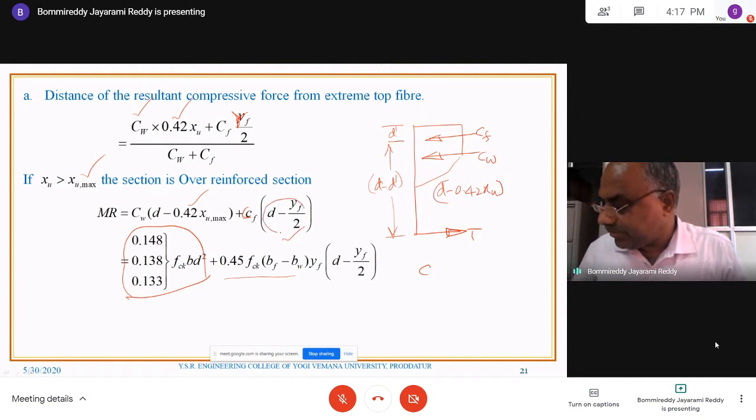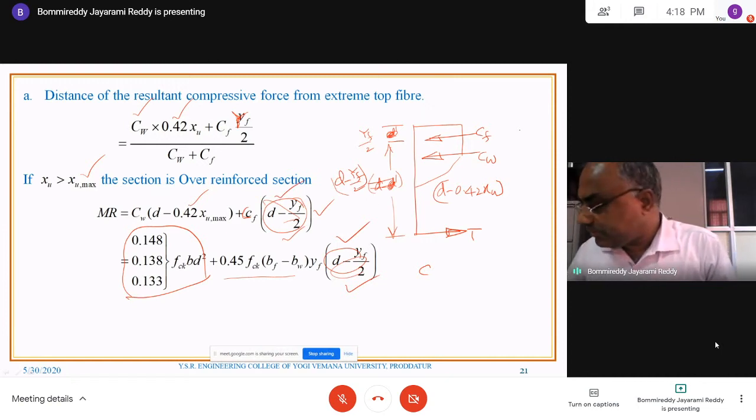So here it is wrong, please note. This equation is okay. It is for the flange. This is nothing but YF by 2, and it is okay: D minus YF by 2. So what is this distance? It is YF by 2, and this is also D minus YF by 2. This equation is correct.